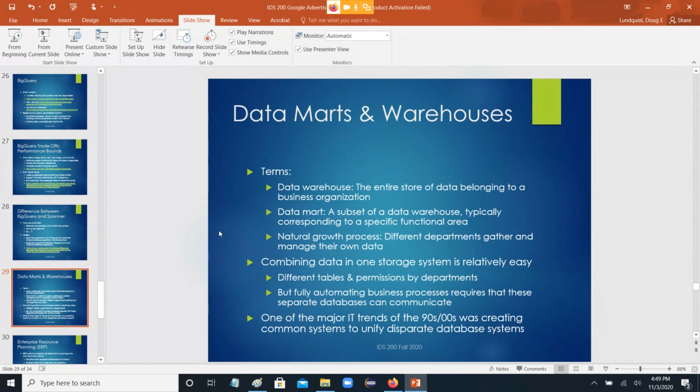And this results from a natural growth process, right? Different departments are going to gather and manage their own data. Accounting has its own data that's largely kept in the accounting department. Marketing has its own data, largely kept in the marketing department. Now, if you combine your data in one big storage system, that's pretty easy to do. Storage is never the problem. All you do, you get a bigger system, it's easy to file stuff away.